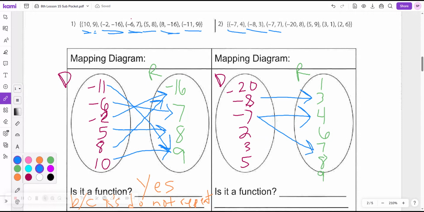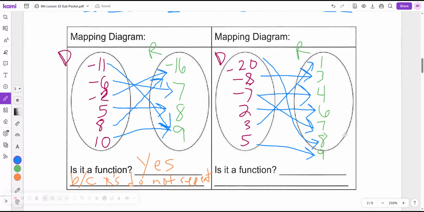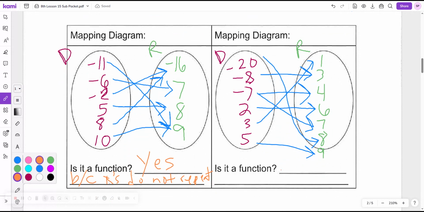All right, at this point right here, you can tell it's not going to be a function because the negative 7 gave 2 different answers, and that's not allowed. All right, so I'm going to remember that. It's not going to be a function because the negative 7 just gave 2 different answers. Right, negative 20 comma 8, 5 comma 9, 3 comma 1, and 2 comma 6. All right, so nope, it's not a function. Negative 7 gave 2 different answers.